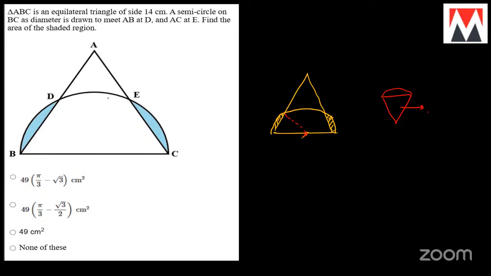This is 1/4 of the area of the equilateral triangle, because in an equilateral triangle, this will be divided into four parts: 1, 2, 3, 4, right? So this is 1/4 of the area of the equilateral triangle. So what is it? Root 3 by 4 into 1 by 4 into side square. What is the side? So it is root 3 by 4 into 7 square, right? So it is 49 root 3 by 4 is the area of the triangle.